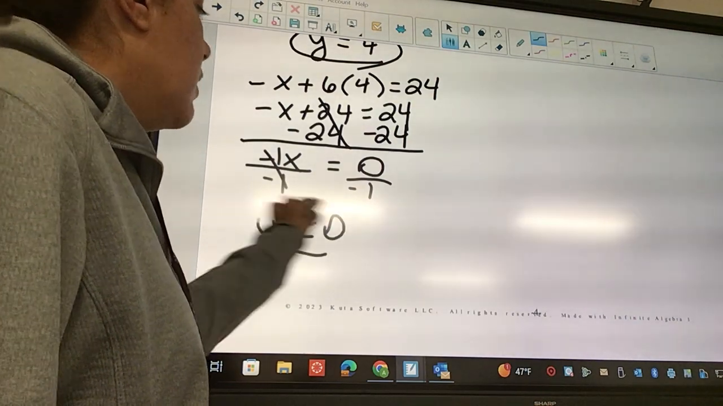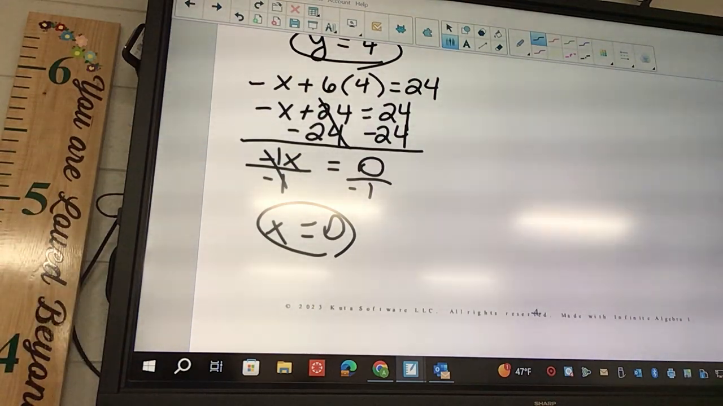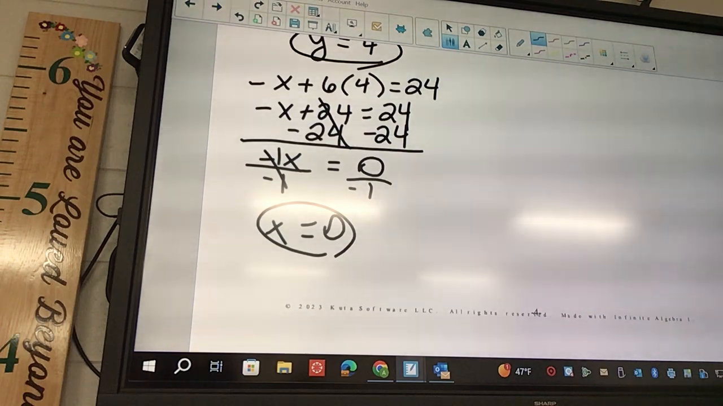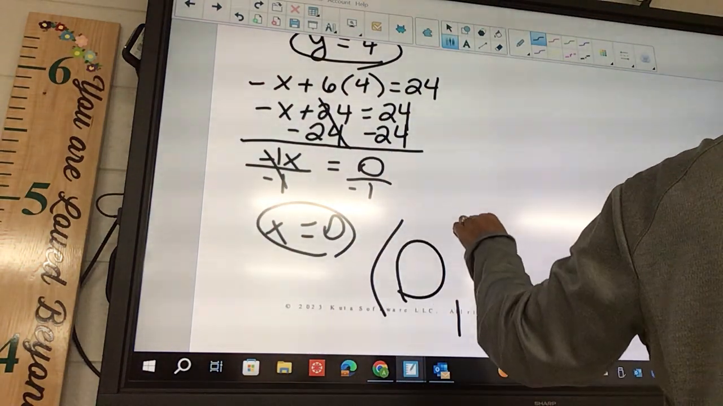Now, in this case, it doesn't change anything. Your x is still 0. But if that was an 8, and you wrote down x equals 8, it's really not going to be. It's going to be x equals negative 8, okay? If it was a 4, and you forgot to divide by the negative 1, you're going to say x equals 4 when it's really a negative 4. You need to divide. Okay, and so our coordinate is 0, comma 4.